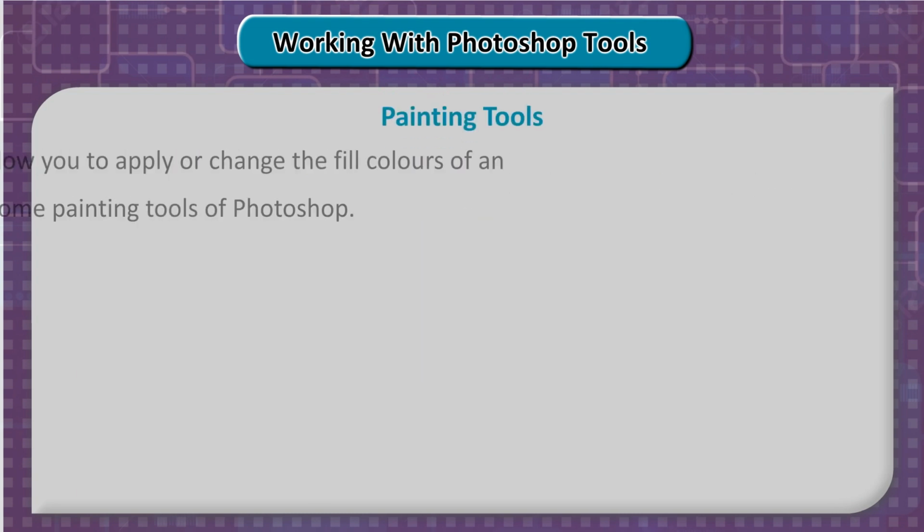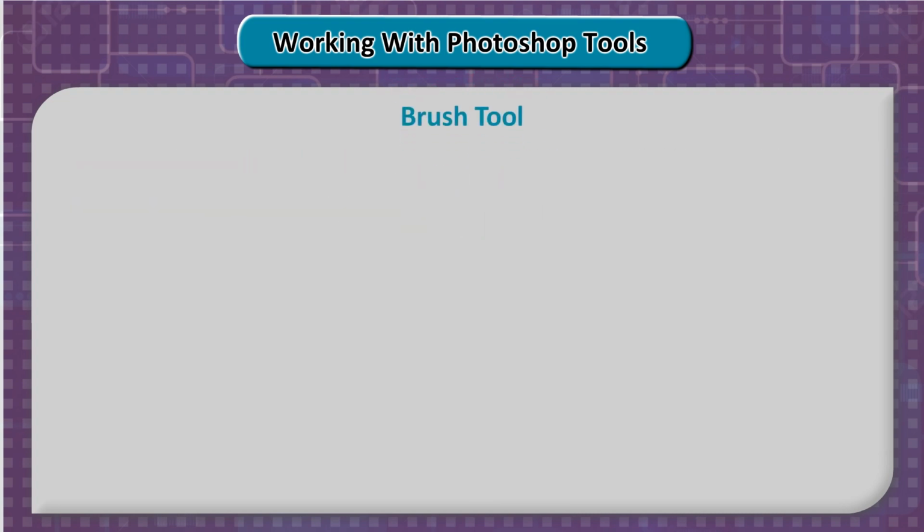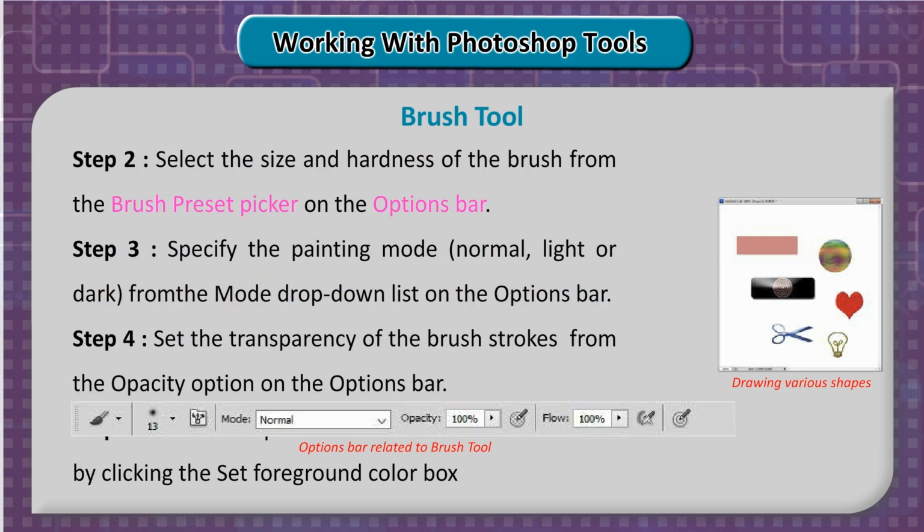Painting tools. The painting tools allow you to apply or change the fill colors of an image. Let us learn some painting tools of Photoshop. Brush tool. The brush tool is used to apply colored soft brush strokes to the image. To use this tool, follow the steps given. Step 1. Select the brush tool from the Tools panel. The options bar related to the brush tool appears. Drawing various shapes. Options bar related to brush tool.